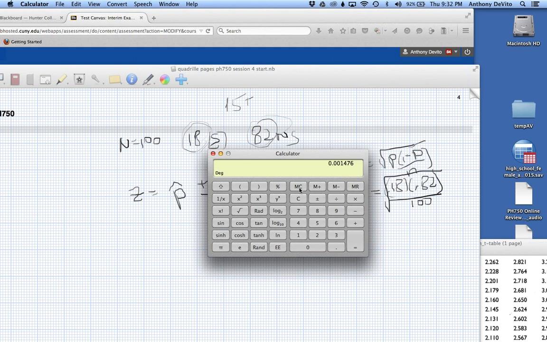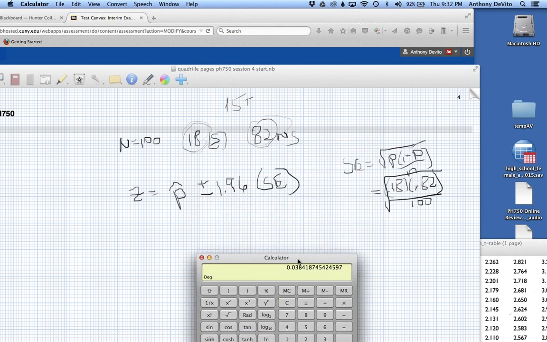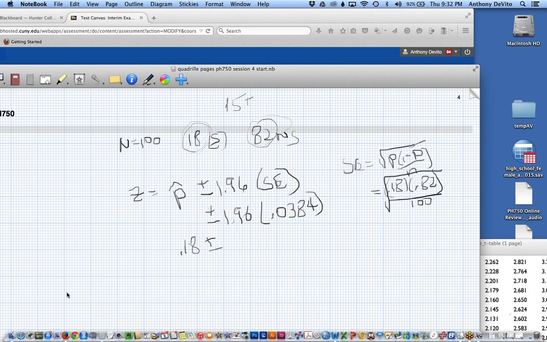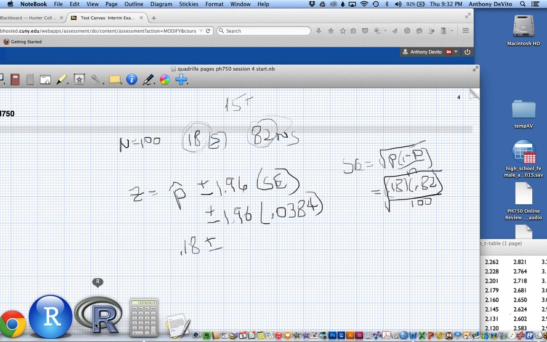It looks like a very small number. However, now we have to take the square root of it. When we take the square root of a fraction, it comes out to be a bigger number. Square root, and it comes out to be 0.0384. So if I go back here, the proportion is 0.18 plus or minus 1.96 times 0.0384.